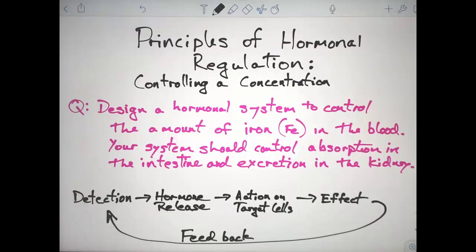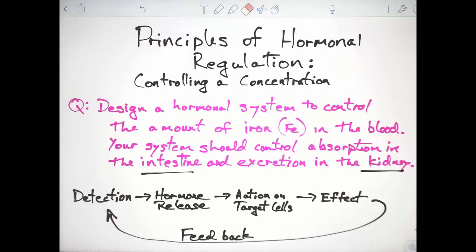How do we devise a system to control a concentration of molecules in the blood or extracellular fluids? In this segment, we're going to design a hormonal system to control the amount of anything, in this case iron, Fe, in the blood. The system needs to control two things: absorption in the intestine and excretion in the kidney.